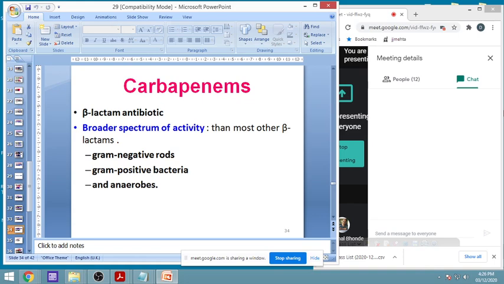Then the other group of beta-lactam antibiotics is carbapenems. They have a broader spectrum of activity, more than most other beta-lactams. They act against gram-negative rods, they act against gram-positive bacteria, and various anaerobes as well.